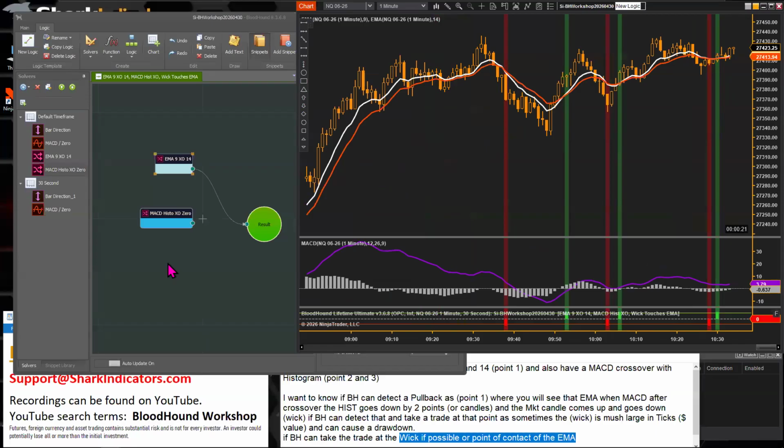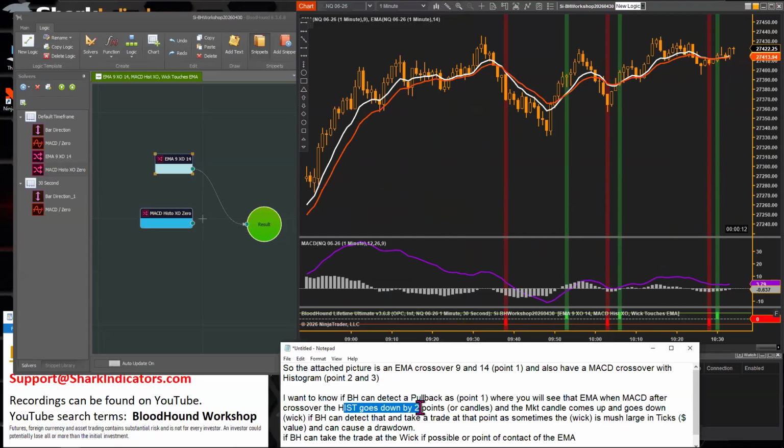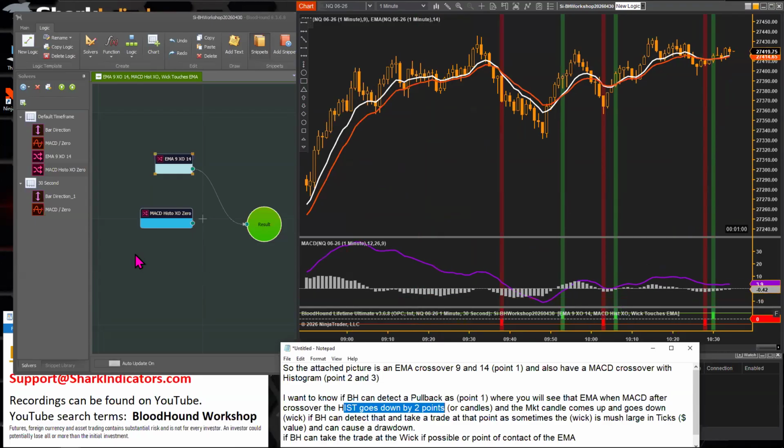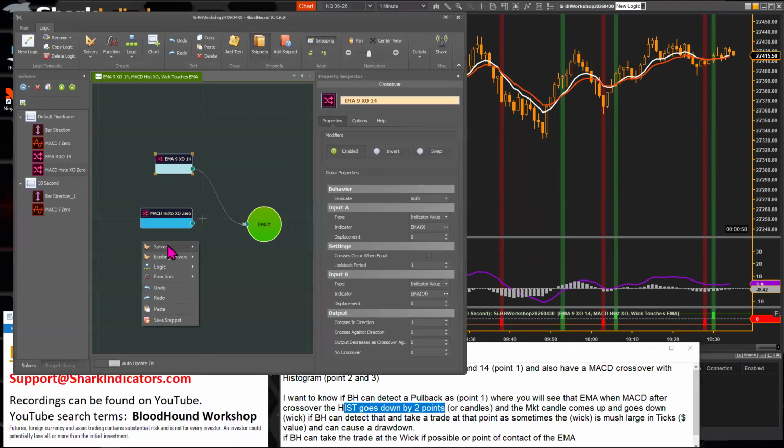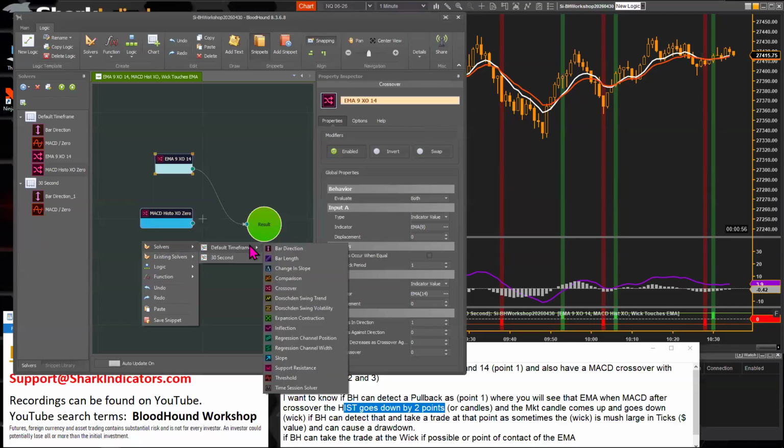Let's see what is next. Oh, so we also need the histogram to be longer than 2 points. Yeah, we need a histogram longer than 2 points there. So for that, we're going to use the threshold solver.